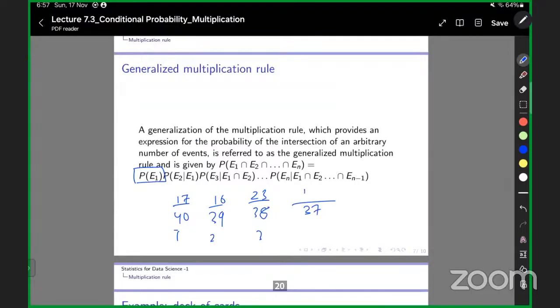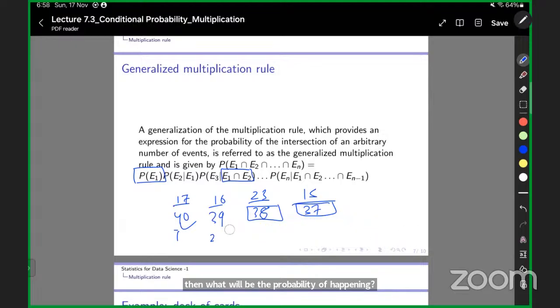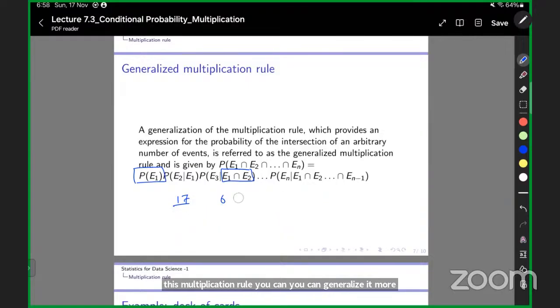How many others? 15 by 15, 15 by 15 by 37. 37, right? So what I'm doing is I did E1 intersection E2 in this case. I included both of them. Here also I included all 3 of them: E1 intersection E2 intersection E3. So these 3 already happened. Then what will be the probability of something happening? So this multiplication rule you can generalize for more events. Formula wise it goes like this.